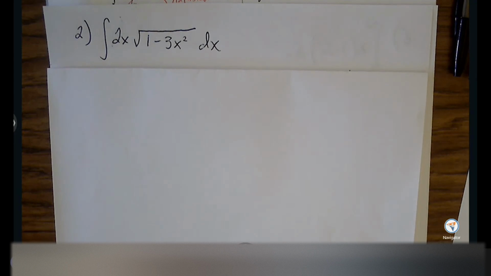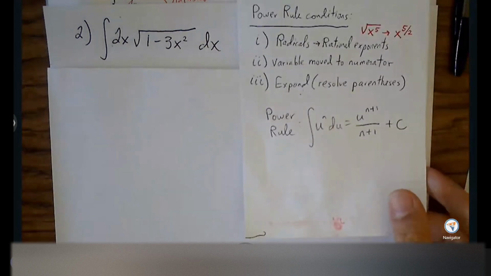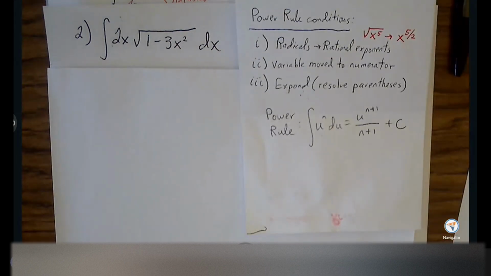Integral of 2x squared of 1 minus 3x squared. All right, first things first. Is this a problem that we can just rely on expansion power rule?